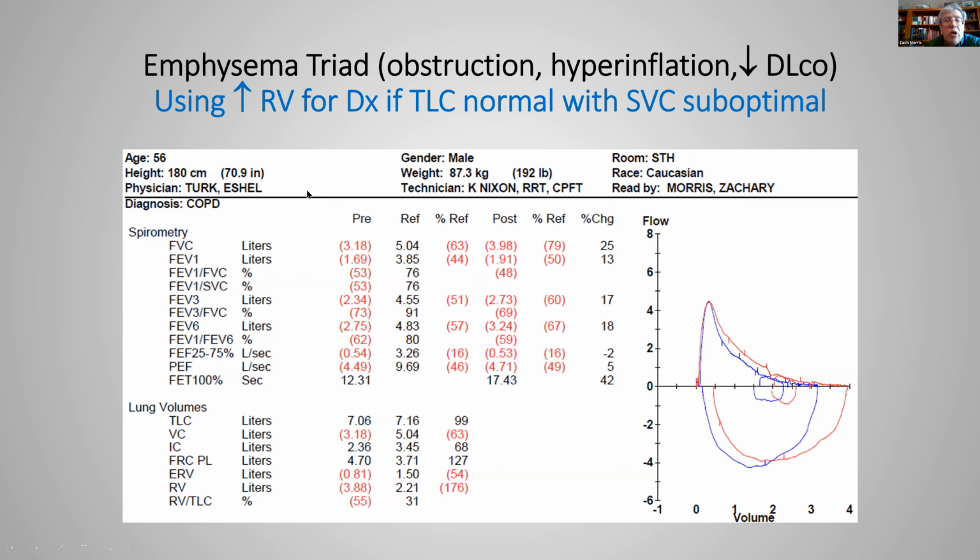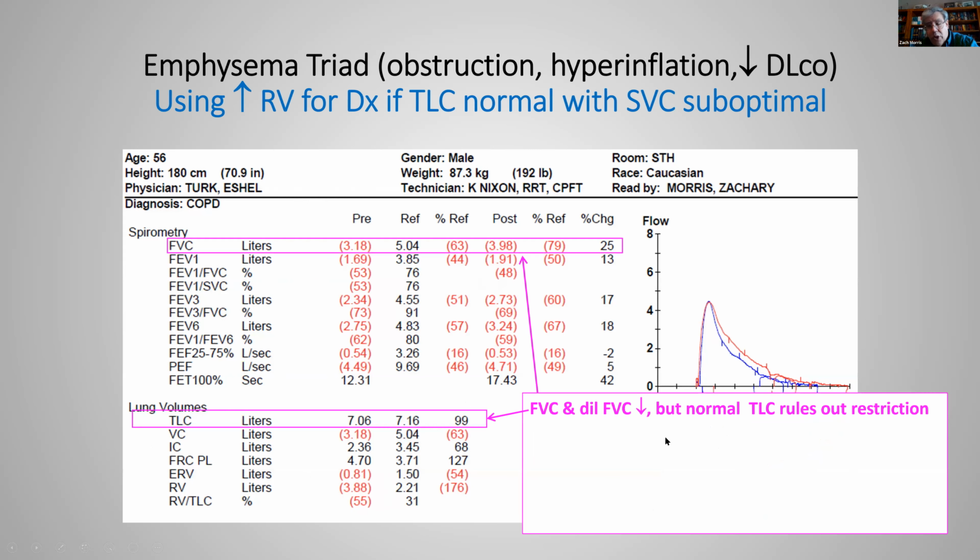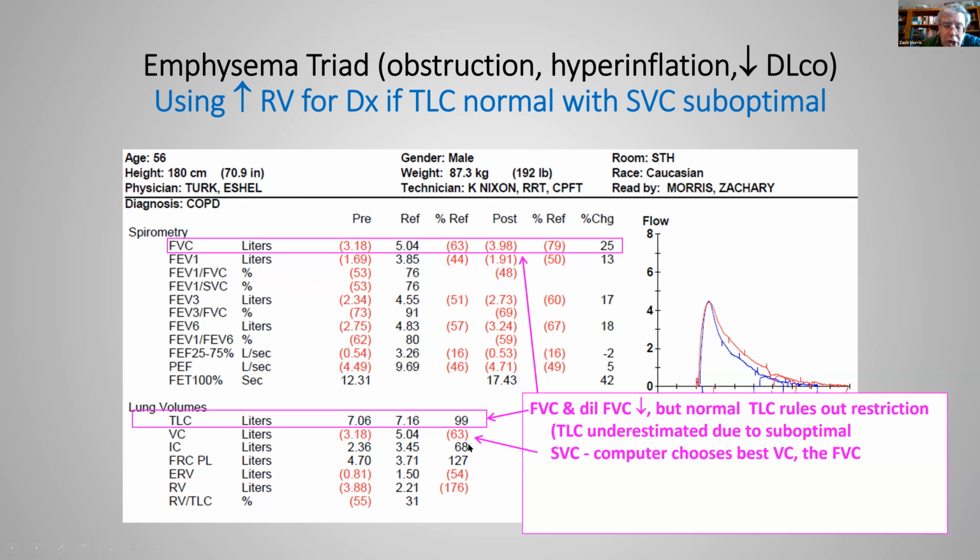Now, to give an idea how we can use that RV, we know the triad of emphysema is obstruction, hyperinflation, and diffusing impairment. I cut off the diffusion here, take my word for it, it was low. Okay, now, in this situation here, notice that the FVC and the post-dilator FVC are both reduced. But the TLC is normal at 99% of predicted. So we can actually say right off the bat that the patient probably is unrestricted. There's something else going on here by the fact that TLC is normal. But then what calls our attention, why could that be?